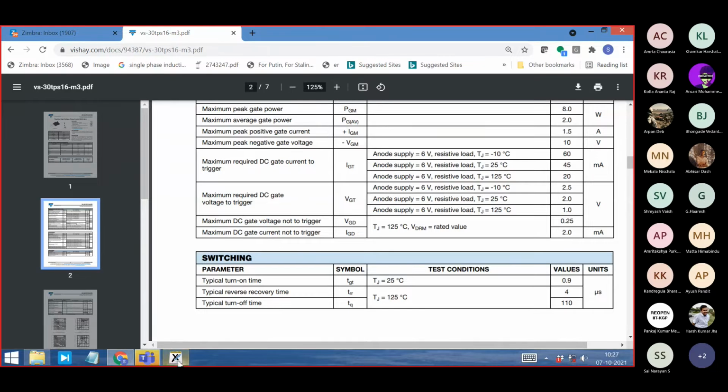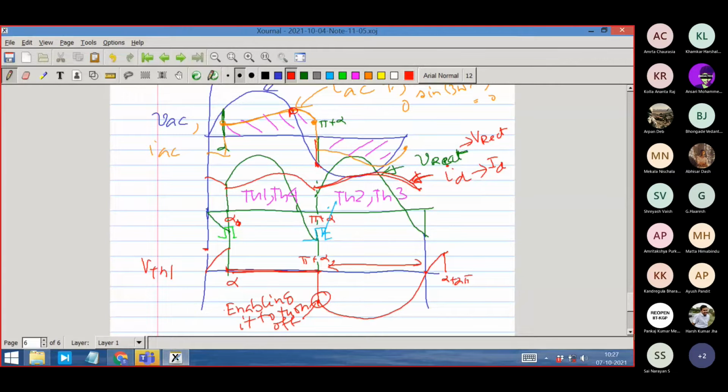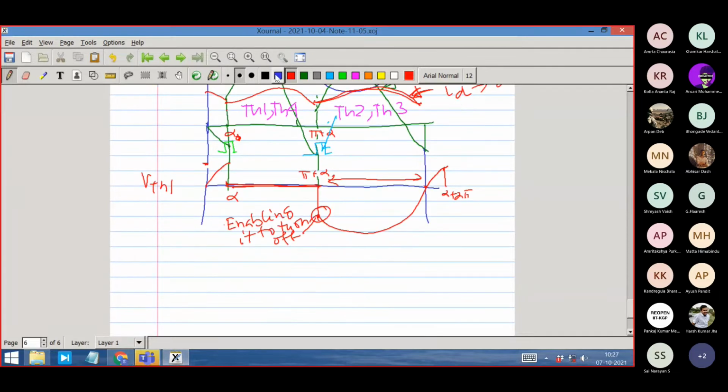That is what is known as reverse recovery. A quick way to show it, this is the actual thing that will be happening. This will come down and this will go up. This is the second thyristor, TH2, and this is the current of TH1. This is I TH1, and this green one is I TH2, and this thing is the commutation zone.